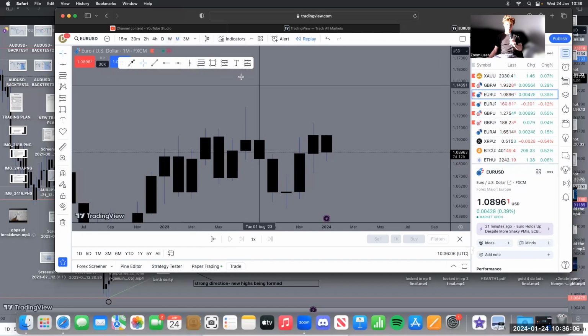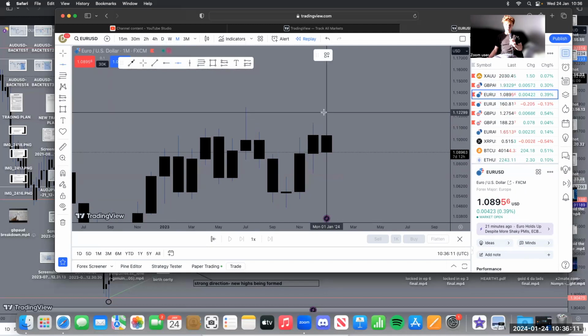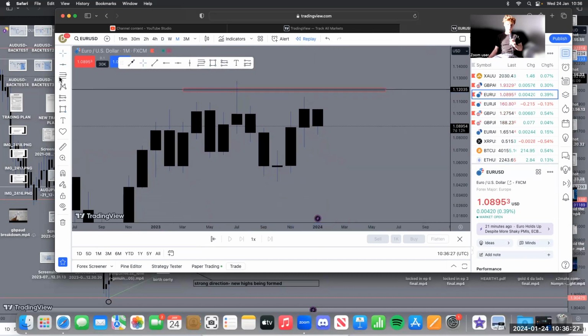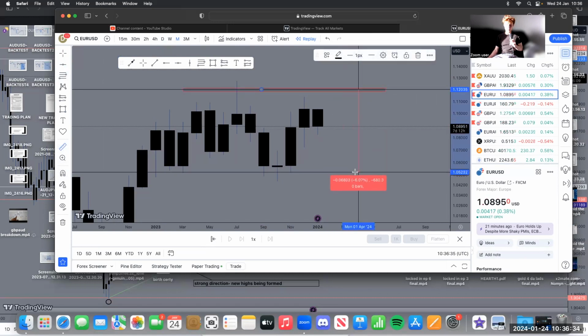So one right here, monthly. You can do 1.1200. Boom. 1,200. I like 500 pips of range. So from there we go 500 pips, which takes me to here.